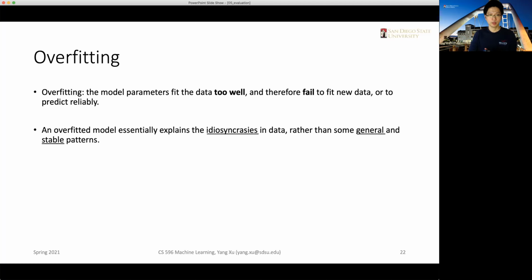Okay, and we would say that if the model has an overfitting issue, then it basically cannot explain the general patterns. It's just remembering the idiosyncrasies in the data. Okay, so think about the main cause for having a model overfitted. Usually we can conclude that maybe we have too many parameters, or the training data is not a big one.